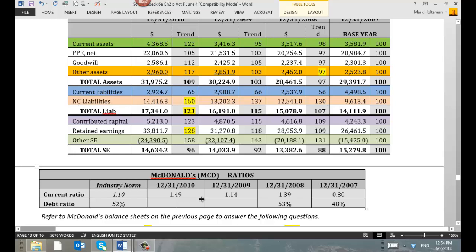The debt ratio would be total liabilities divided by total assets. So total liabilities here is 17,341. Total assets is 31,975.2, and that comes out to be 54%. Whereas in 2009, total liabilities is 16,191. Total assets is 30,224.9. So it comes out also to be 54%.